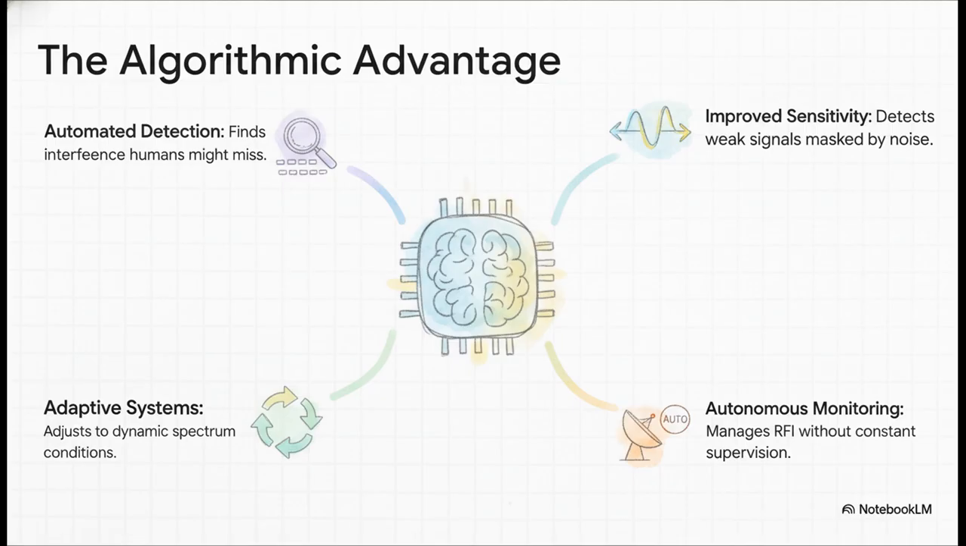Second, improved sensitivity. We're talking about pulling incredibly faint signals out from under a mountain of noise. Third, these are adaptive systems that can adjust to changing conditions on the fly. And what's the end goal of all this? Autonomous monitoring. Systems that can manage RFI all by themselves, giving us a whole new level of efficiency and control.